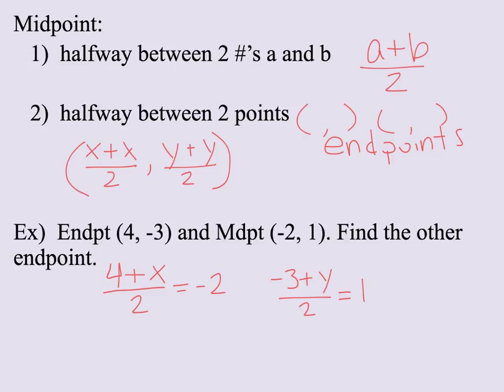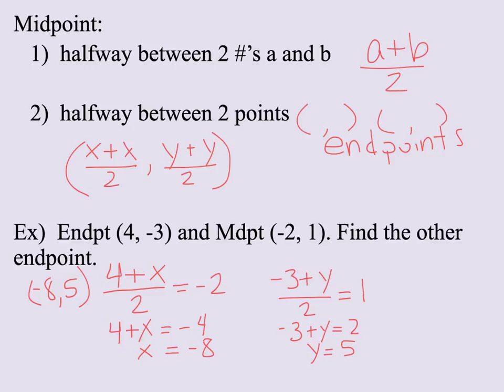So you can just cross multiply and then solve. And same thing for the y's. So -3 plus y equals 2. Add 3 to both sides, so y equals 5. So the other endpoint was (-8, 5).